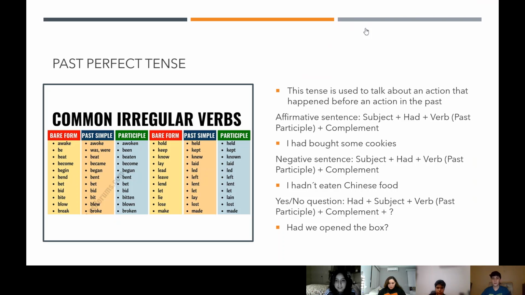Negative sentence. Subject plus hadn't, plus past participle plus complement. I hadn't eaten Chinese food. Yes, no question. Had plus subject plus verb plus past participle plus complement. Had we opened the box? You can see examples of common irregular verbs. Awake, awoke, awoken. Hold, held, held.